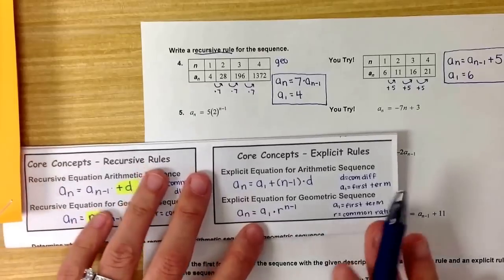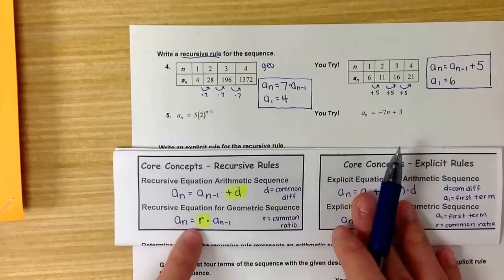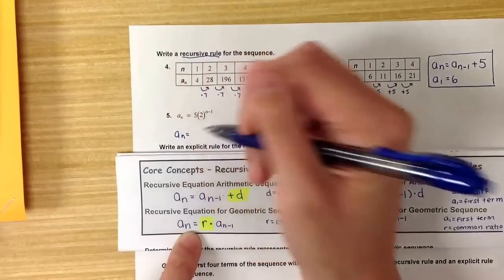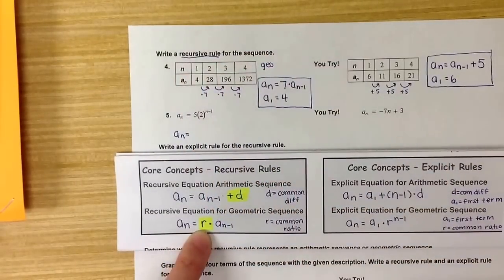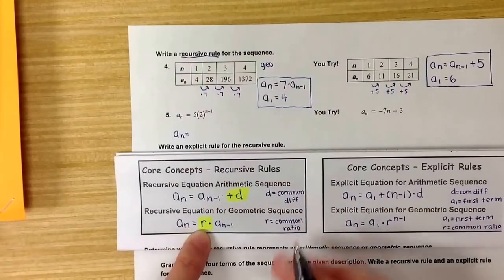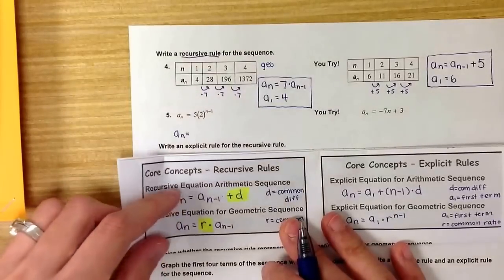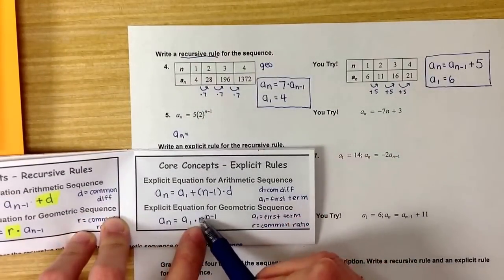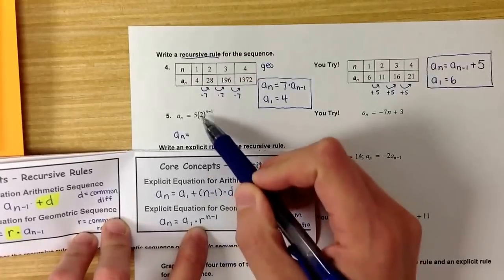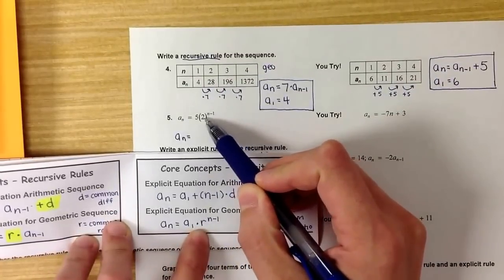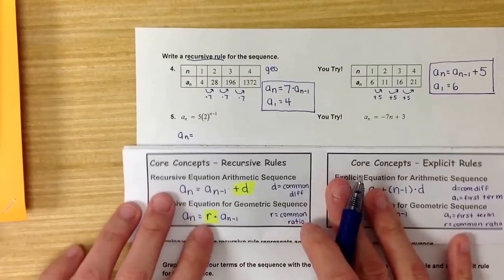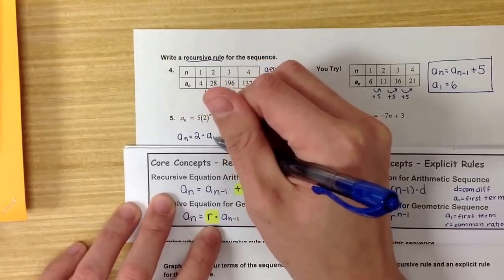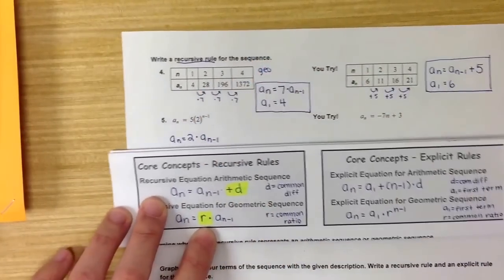So again, if I know it's geometric, go back to geometric and start copying this down. So I know it's going to be a sub n equals r. R is your common ratio. Well, if I want to know what my common ratio is, why don't I look at the original explicit equation? R was the number with the exponent, so the number connected to the exponent is 2. Which means my common ratio must be 2. So that's 2 times a sub n minus 1.